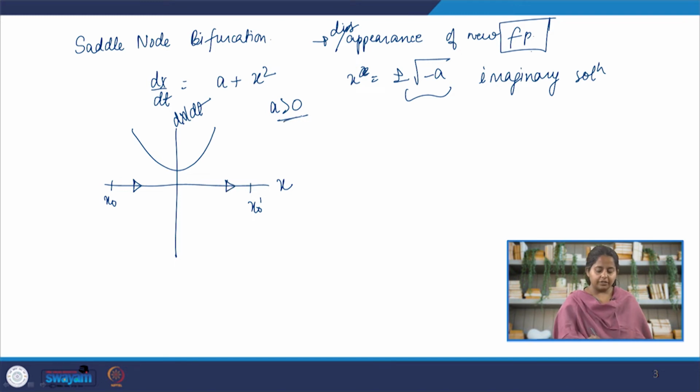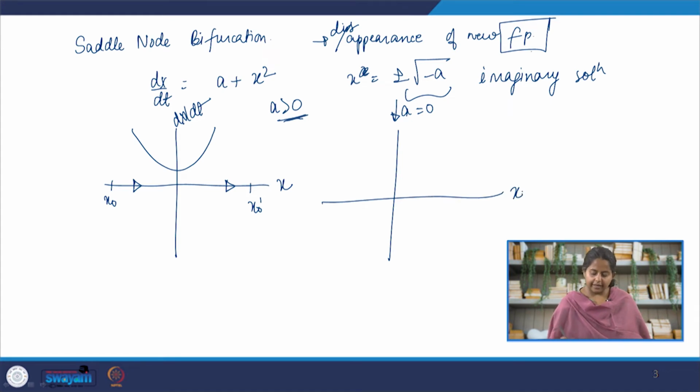Okay, now let's start changing the parameter, because bifurcation is all about changing the parameter and seeing how the system behaves. So now let's slowly reduce a and bring it close to 0. So x on the x-axis, dx/dt on the y-axis, we are drawing phase portraits. When a is equal to 0, our system practically becomes dx/dt is equal to x squared, and lo and behold, we have our first fixed point. This is the critical point.